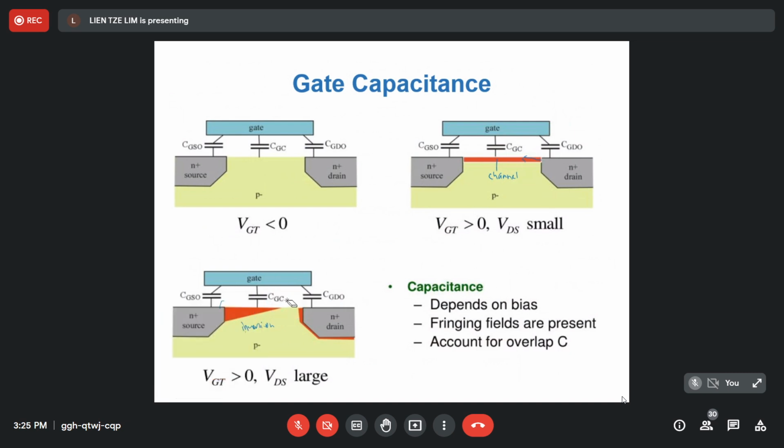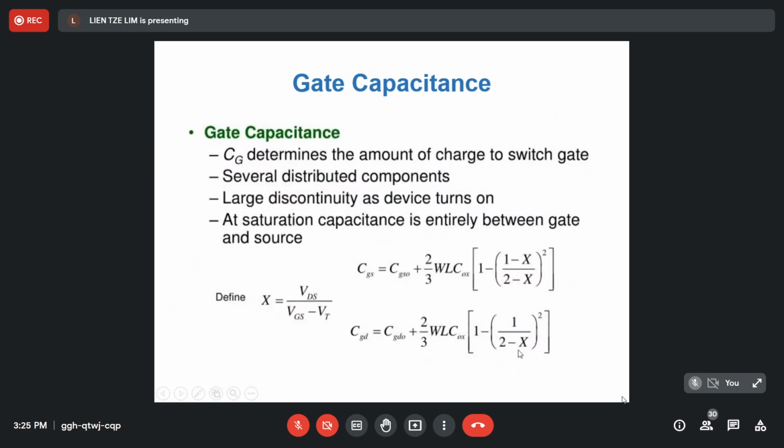If I'm not mistaken, I hope I remember this correctly, this is inversion, but I don't know whether the region refers to the whole thing or this part. But this is the phenomenon of inversion. Capacitance depends on the bias; fringing fields are present and account for the overlap capacitance. Gate capacitance determines the amount of charge to switch the gate. There are several distributed components, with a large discontinuity as the device turns on. At saturation, capacitance is entirely between gate and source. So this is another formula that can determine the gate-to-source and gate-to-drain capacitance.